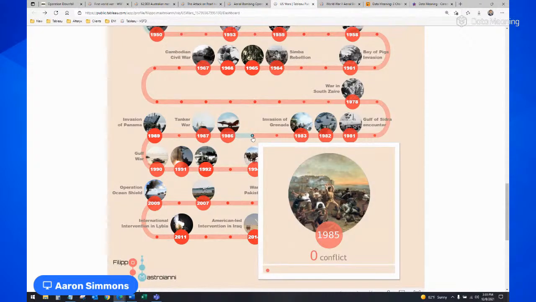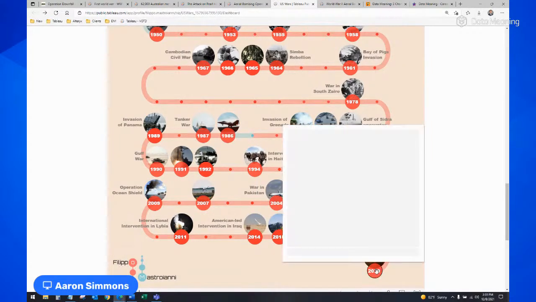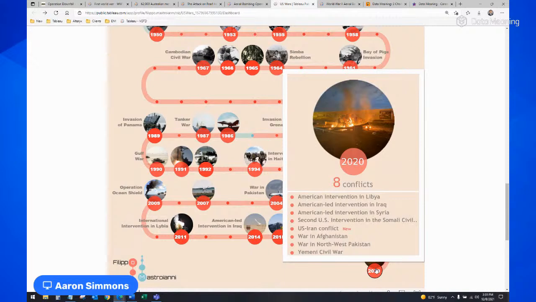Wow. That is crazy. But it also is subjective on what they consider conflict. Uh-huh. And how involved is America in those conflicts? So here are the eight that they have listed for 2020. Like the U.S.-Iran conflict, that's been going on for decades, so that's being considered here as a conflict.